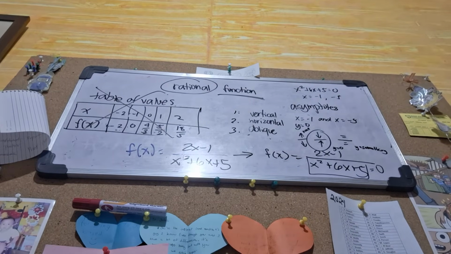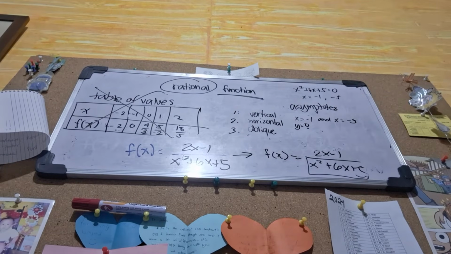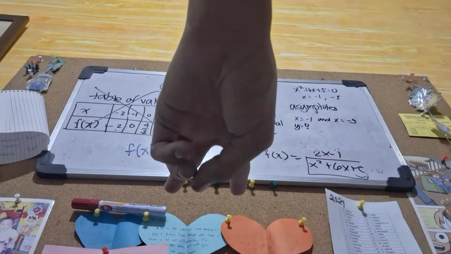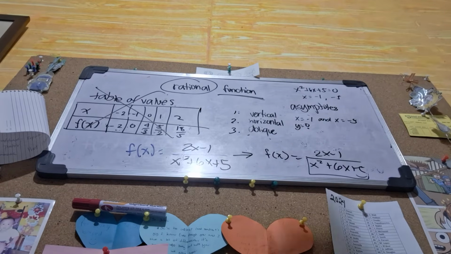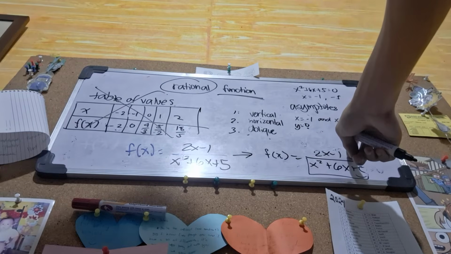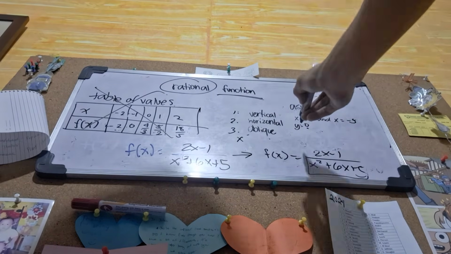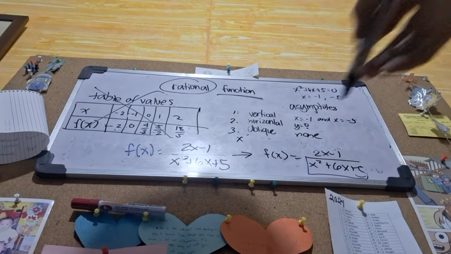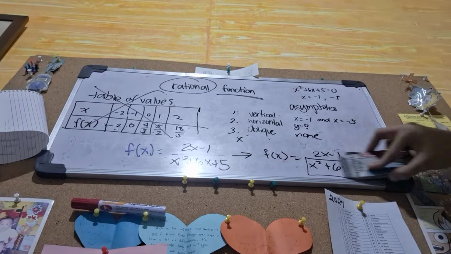And now oblique. Can this have an oblique asymptote? We have 2 things to check out if we're wanting to look for an oblique asymptote. Number 1, is the one over here larger than the one over here? No? If not, you can just skip it. It has no oblique asymptote. Hooray! Now we have one last case.